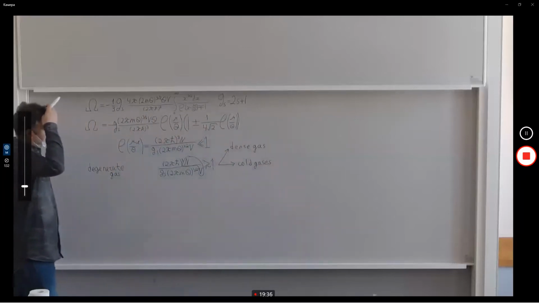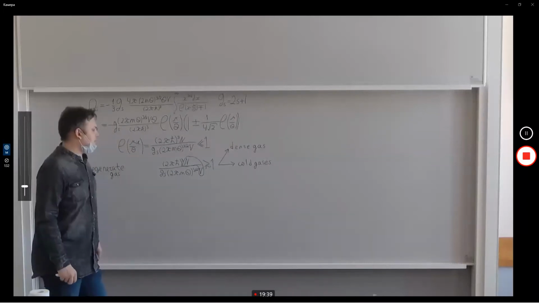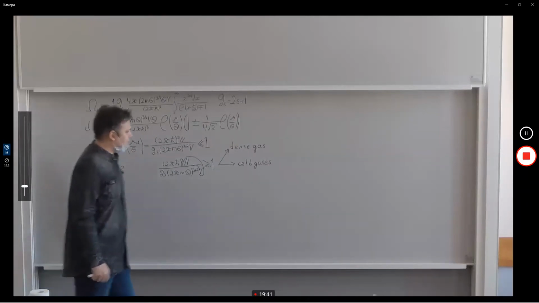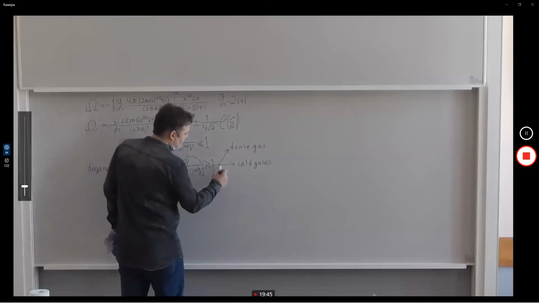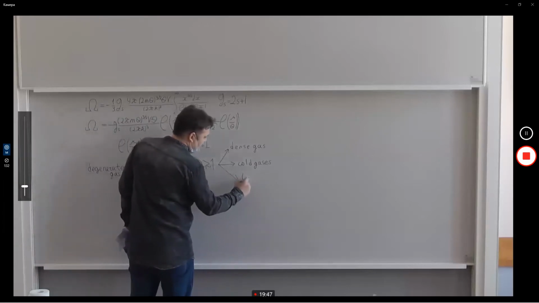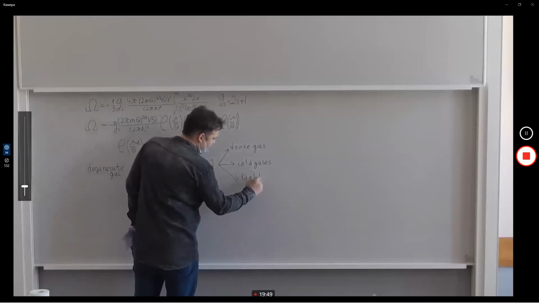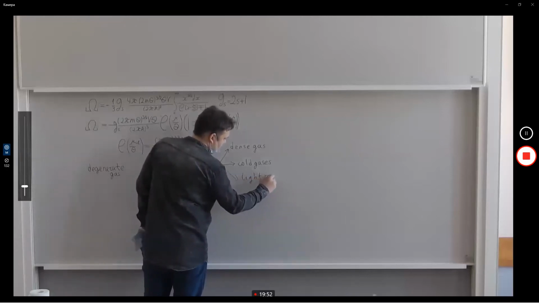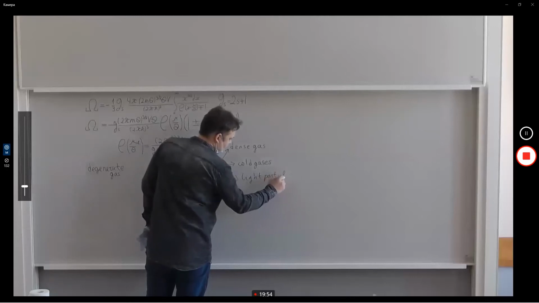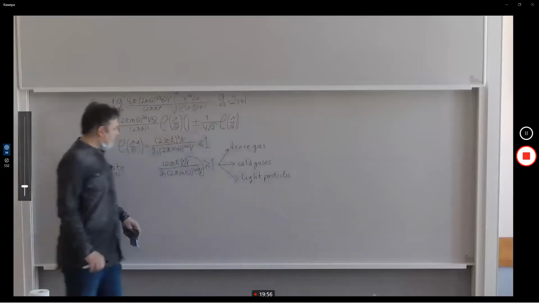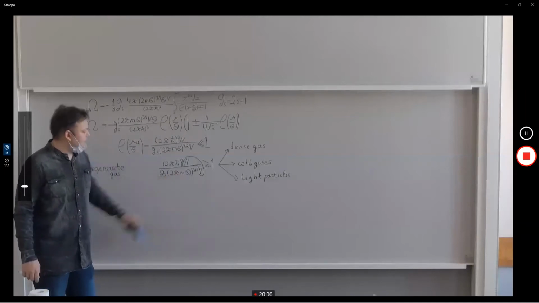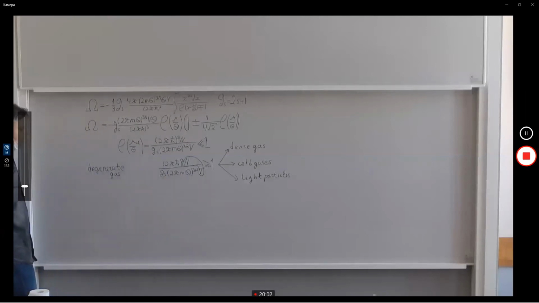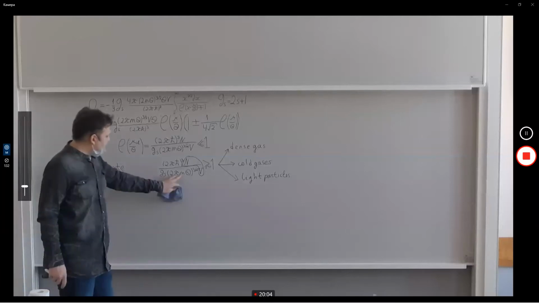By saying cold, I mean cryogenic, so very cold. And the third option is the light particles. Why light particles? Please look here, m in the denominator of the fraction.